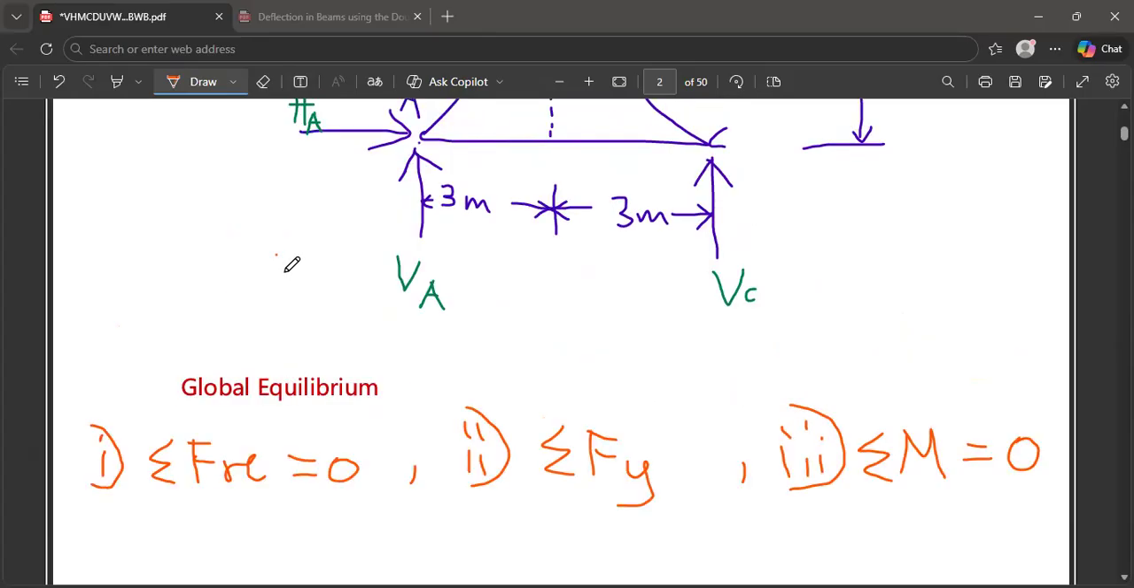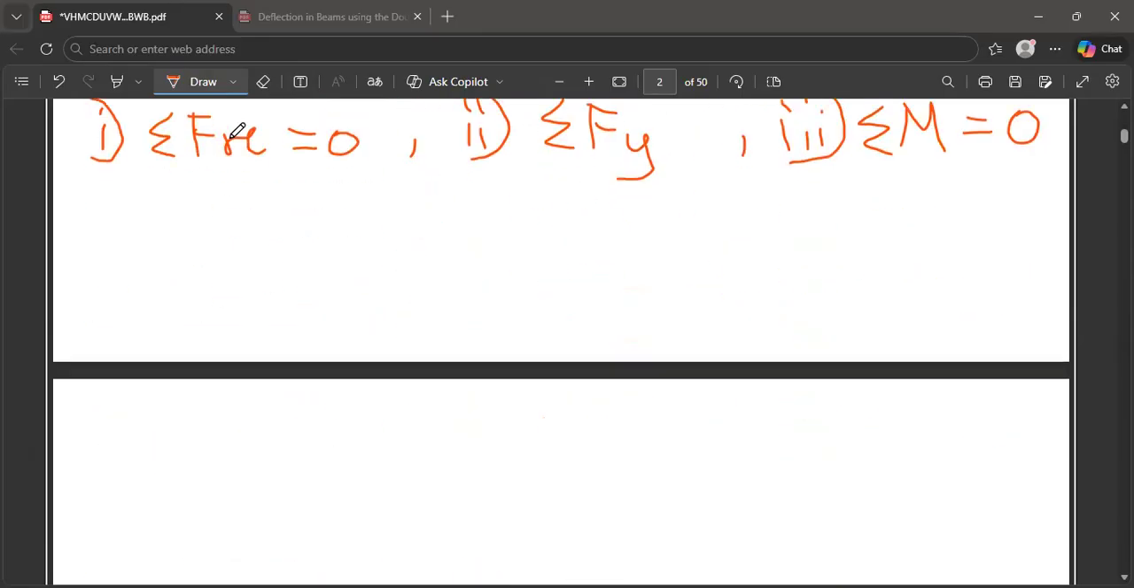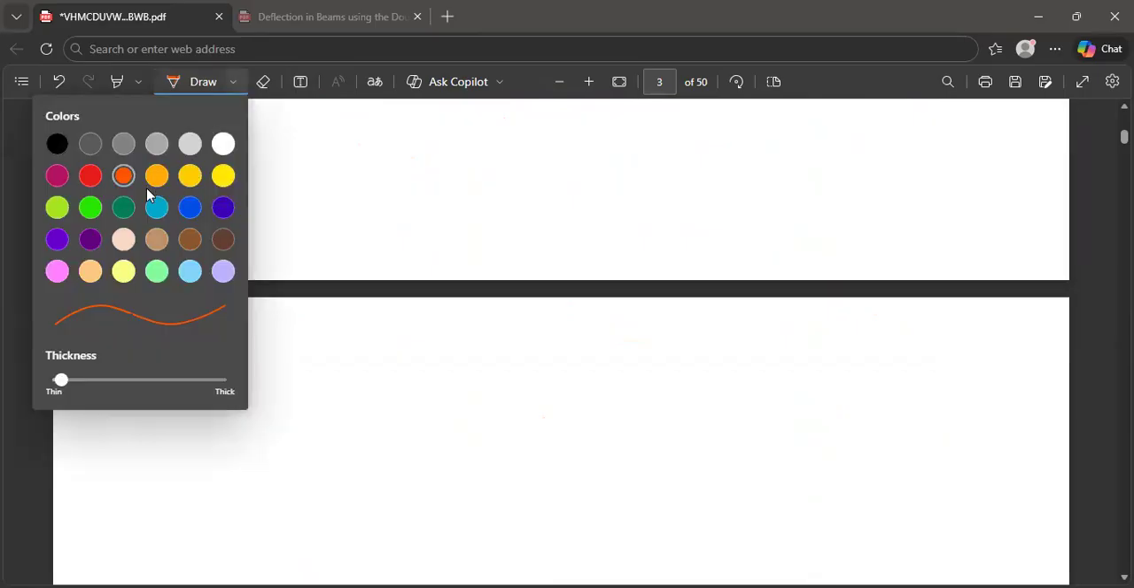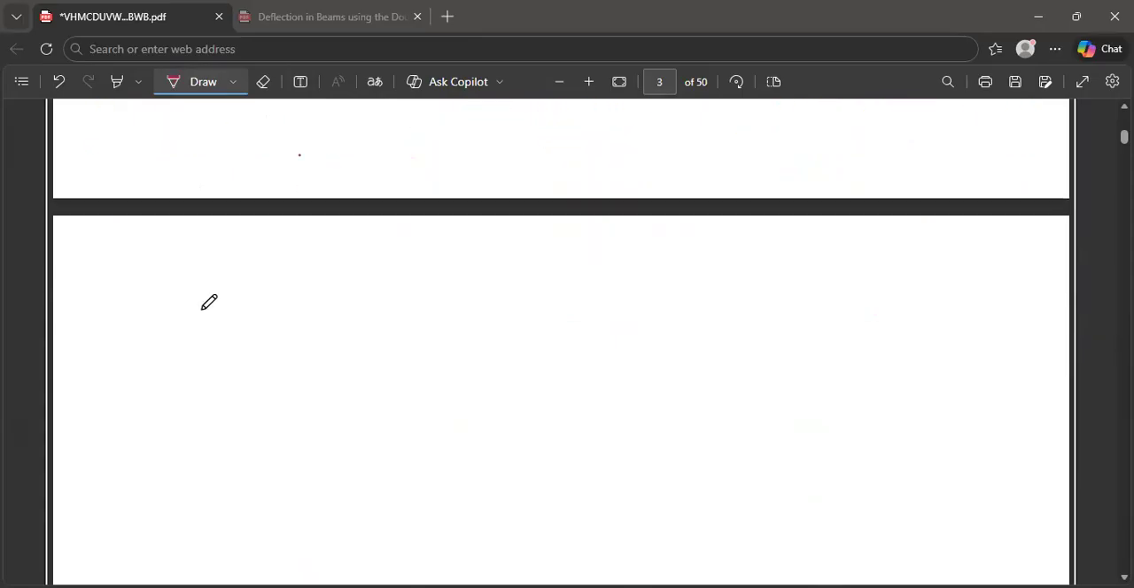Once we are done putting them down, let's proceed. First of all, let's calculate for the horizontal force. We're going to do that over here real quickly. So, calculation of horizontal force, considering all horizontal forces.